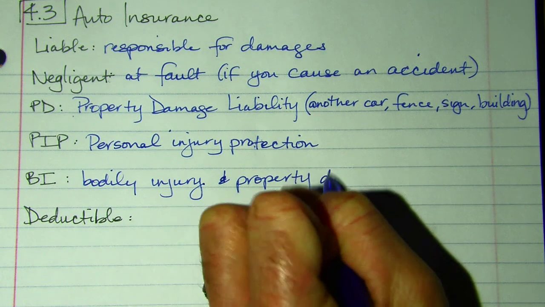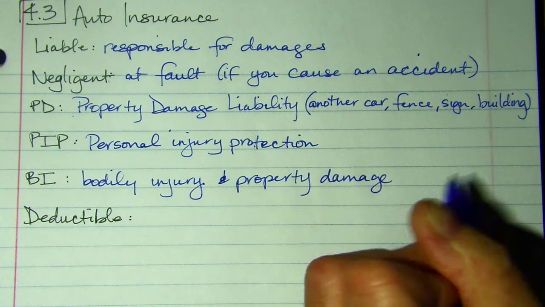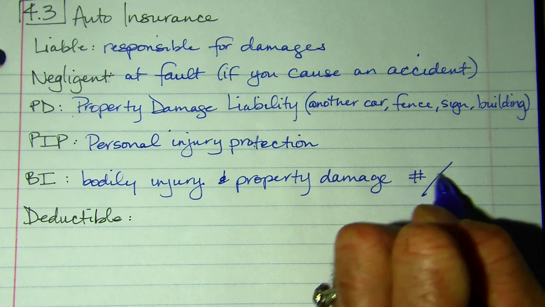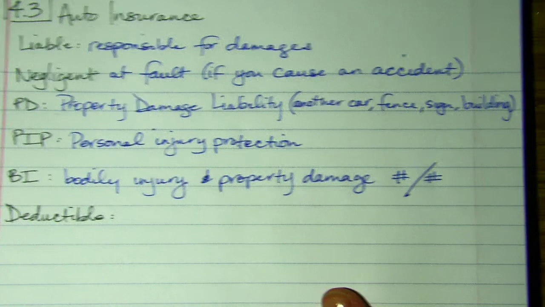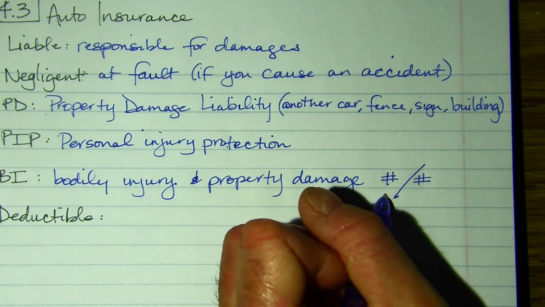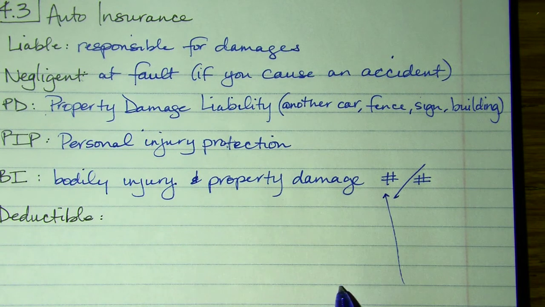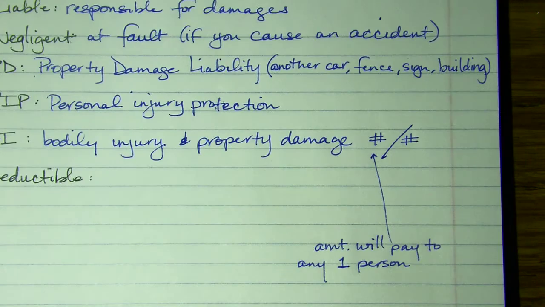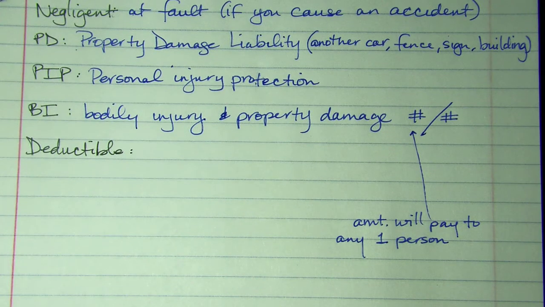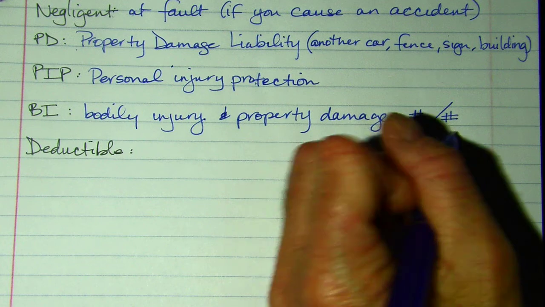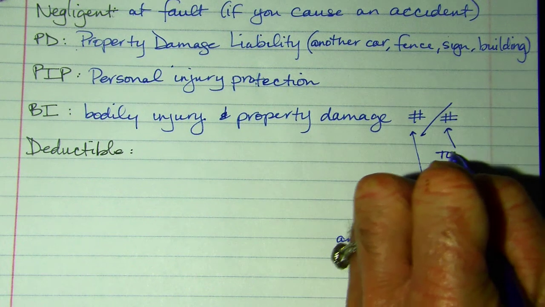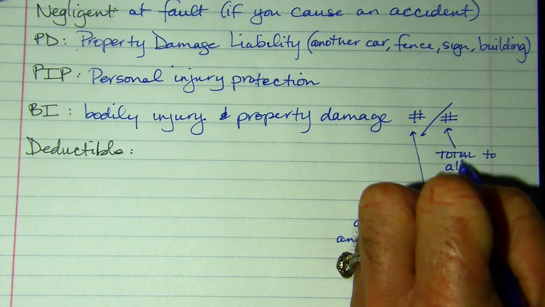Now, this is where it gets a little confusing. They will state two different numbers with a slash, sometimes three. So what that means, the first number is the amount the insurance company will pay to any one person who is hurt or sues. So the first number is the amount they will pay to a single individual. The second number is the total to all people involved.